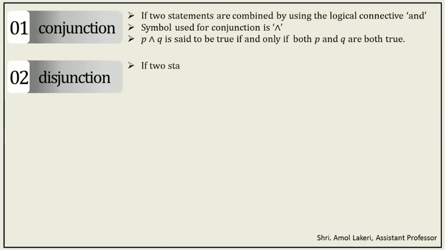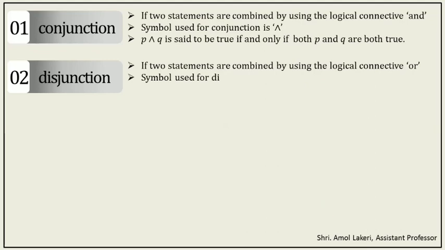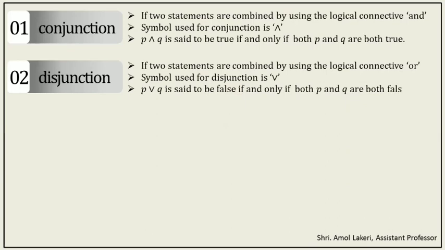Second is disjunction. If two statements are combined by the logical connective or, then it is called disjunction. It is read as p or q or p disjunction q, and it is said to be false if and only if both p and q are false.